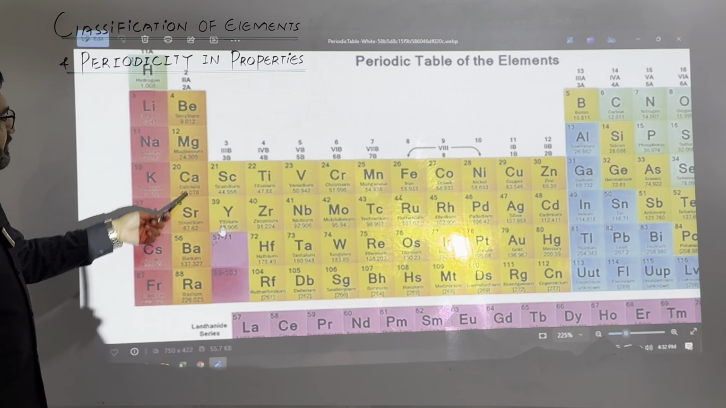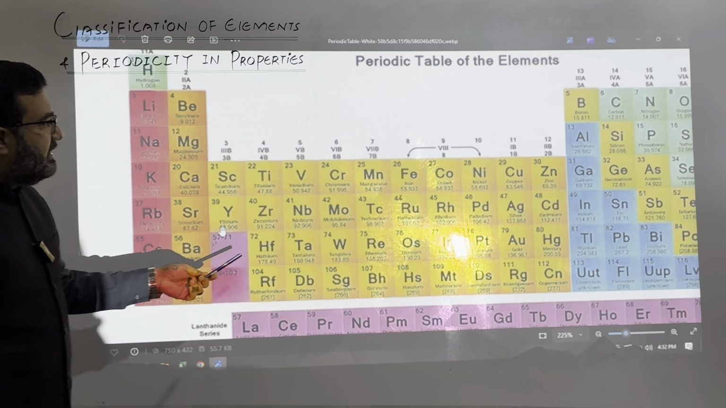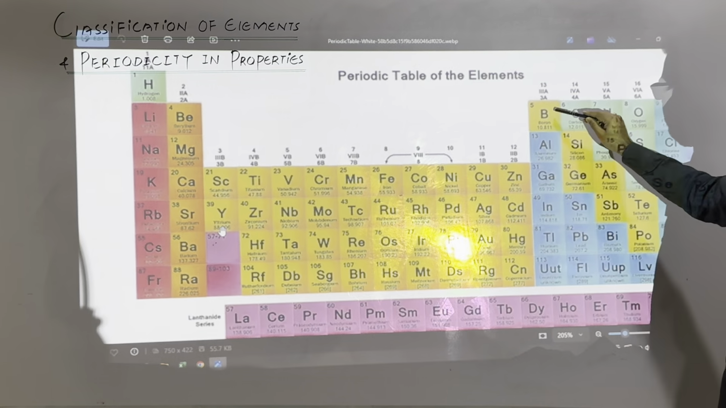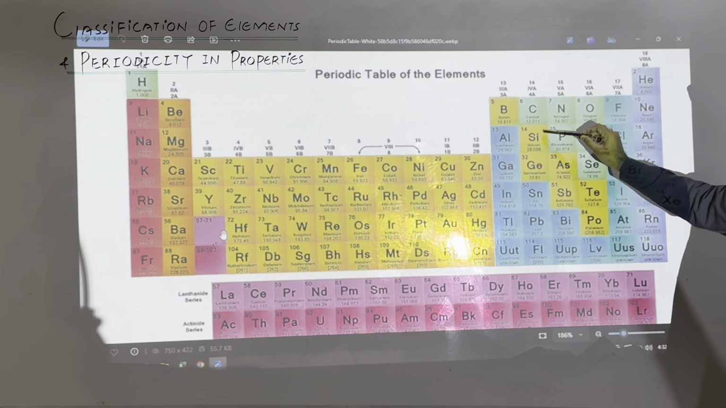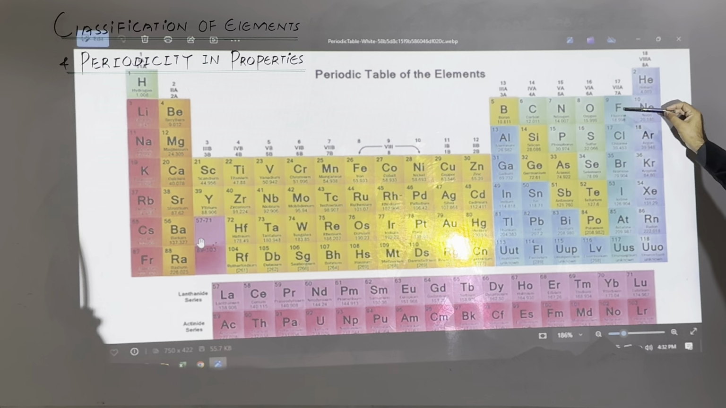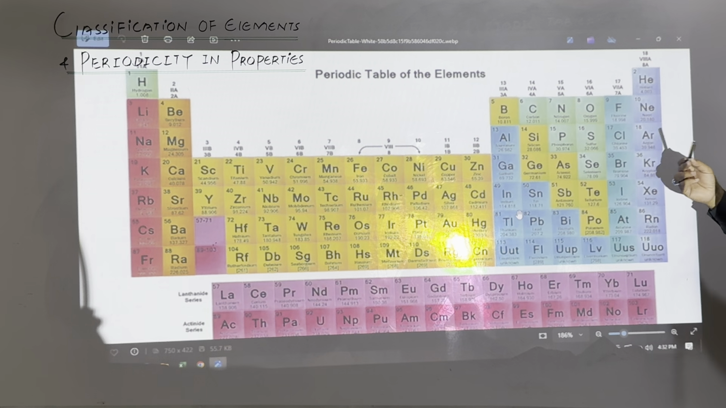In the same way, this group is the alkaline earth metals. Then the third A group, that is the boron group or boron family. Now this one is the carbon family, nitrogen family, oxygen family. 7A, a very famous group, these are the halogens. And 8A, this group is now in the modern periodic table group 18, that is about the noble gases.